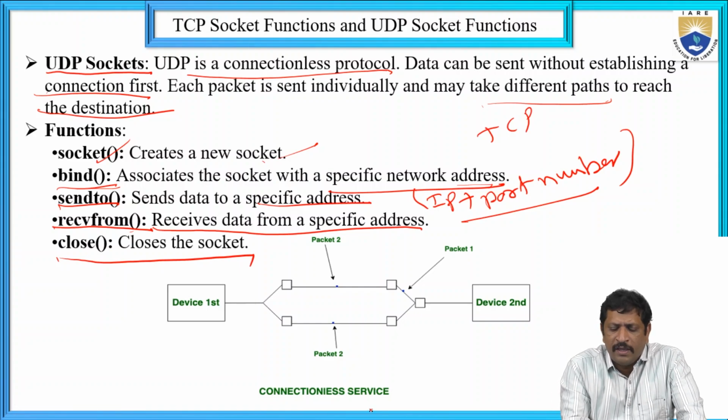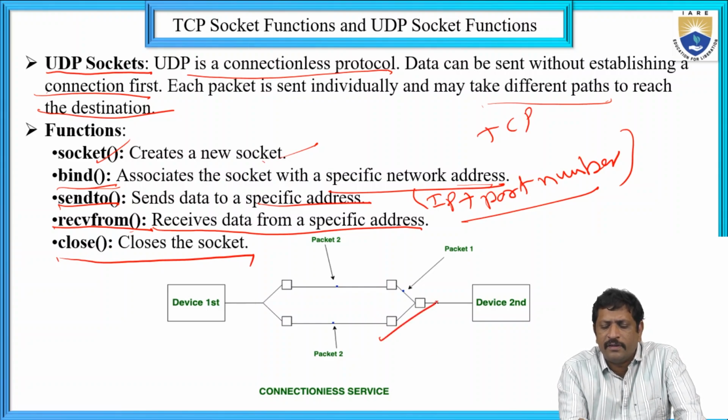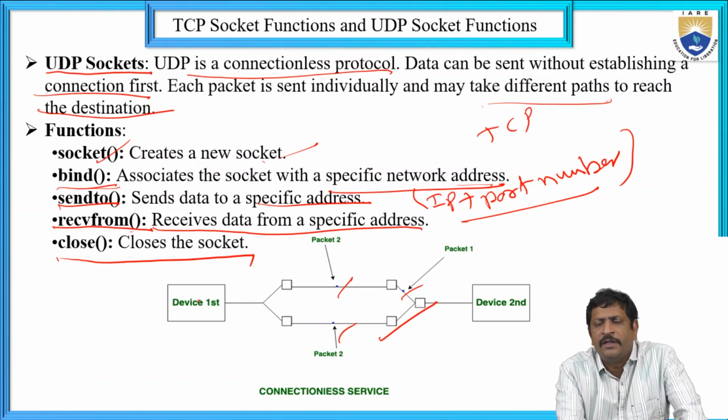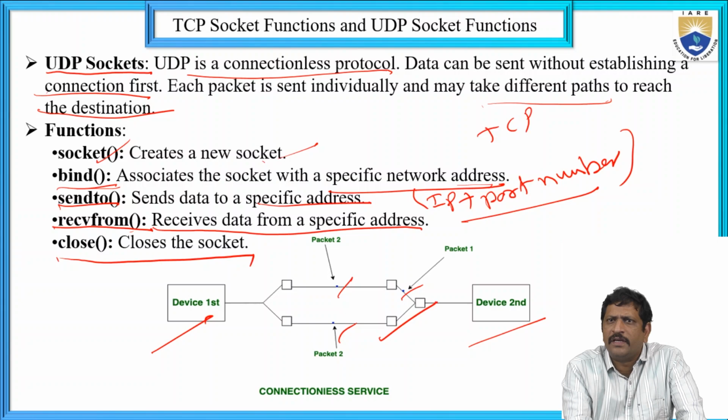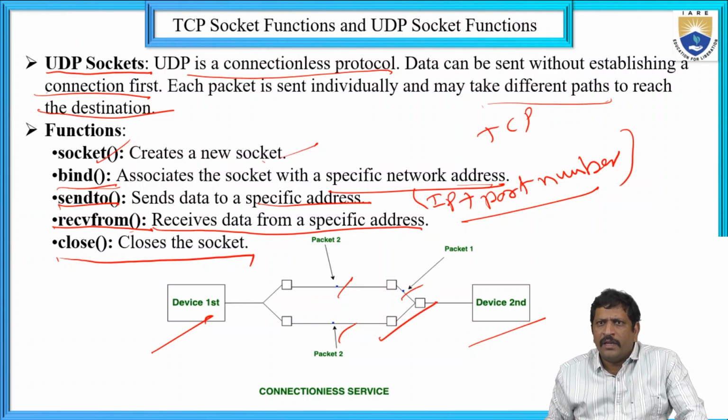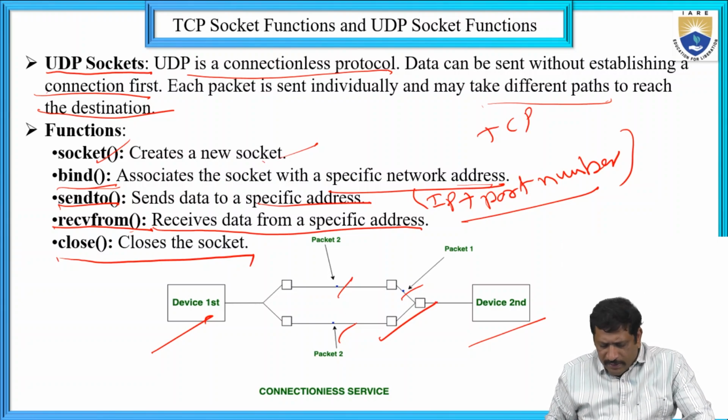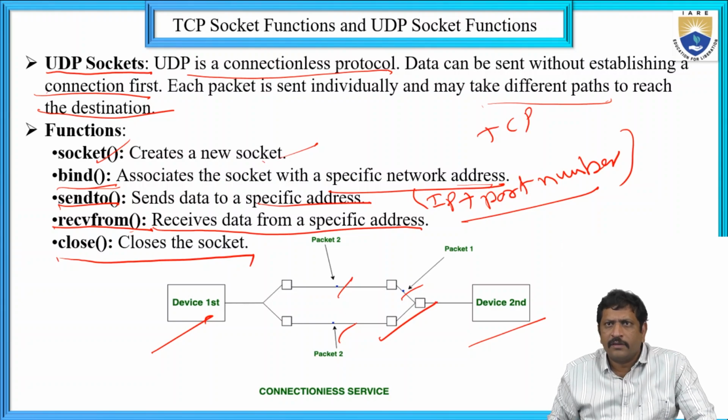This is the diagrammatic representation of the connectionless service. We transmit packet 1, packet 2, packet 3. A number of packets can be transmitted between device 1 and device 2 without a connection. Before sending these packets, no connection is required. There is no need to connect the two devices; without connecting, we can send the data and transfer the packets.